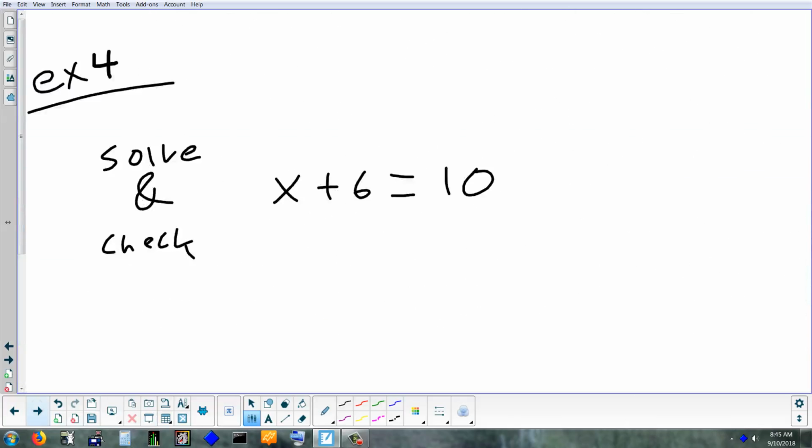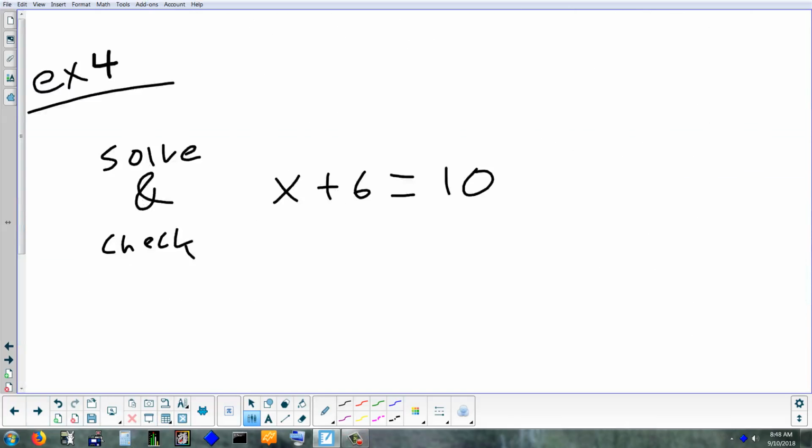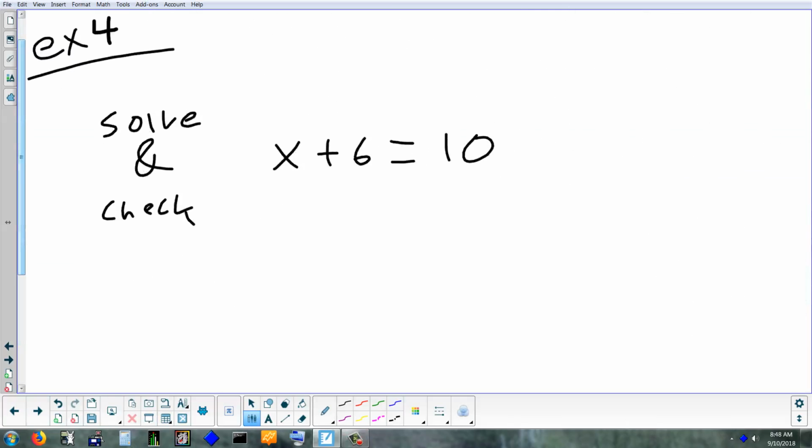Alright, so another solve and check. We'll give you 30 seconds. Do this one. You've heard us talk for quite a bit. You can do this one on your own. I don't think you'll need the reference sheet for this one anyways. If you do, I'll make sure that's all set. So it says solve and check.